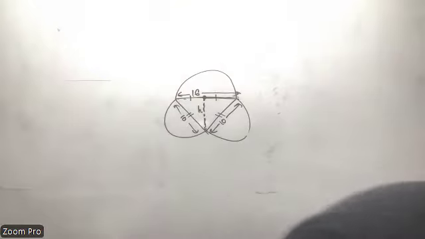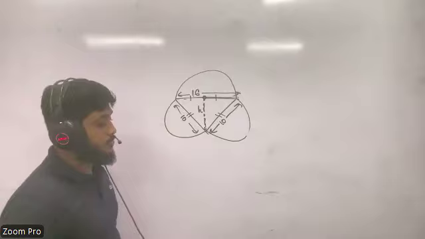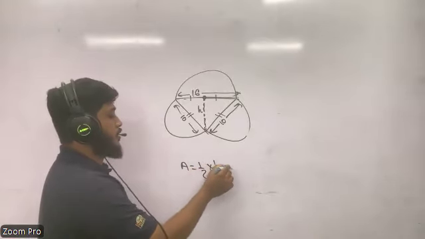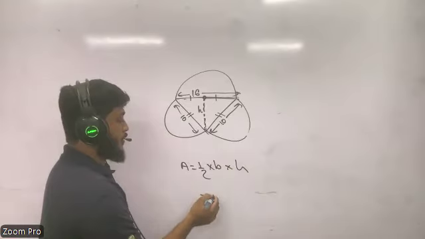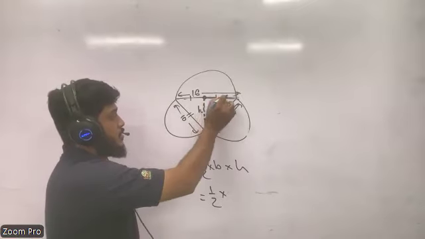Area equals. Speak for the area equals. Half into base into perpendicular height. Half into base into height. Very good. Right. For half, I should write half. What should I write for the base? You can see base is 16.